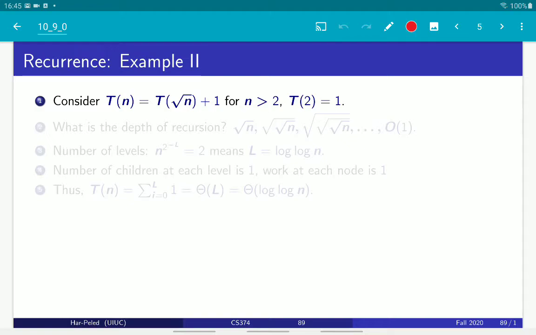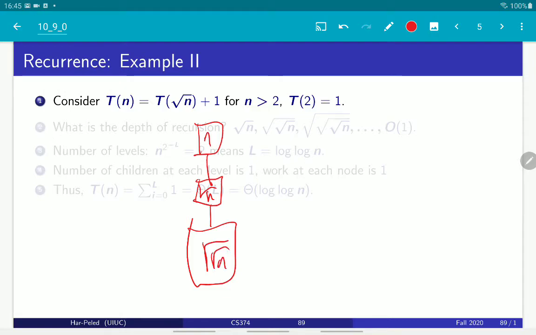Okay, here's another example: T(n) = T(square root of n) + 1. This recursion tree is not really a tree. It's more of a list, because there's only one recursive call: n, square root n, and so on. And of course, the question is, how do we know how deep we have to go before this becomes 1? What is the height of this list?